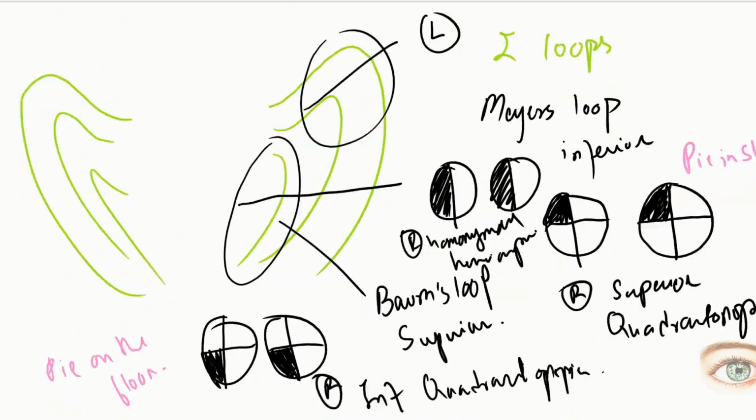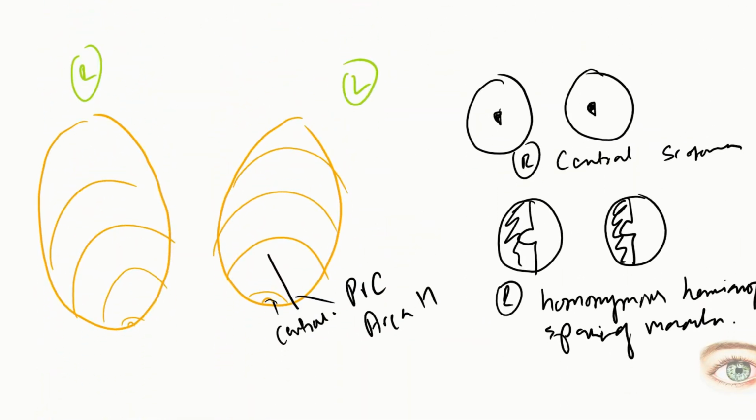Now, I would like to clear up one thing: if any physical insult occurs to this area, there is no chance that it's going to spare this area and only involve the peripheral area. It is going to cause a right homonymous hemianopia. But if there is a vascular lesion, it is going to spare the macula, because the blood supply to this central area is different from the peripheral area, right?